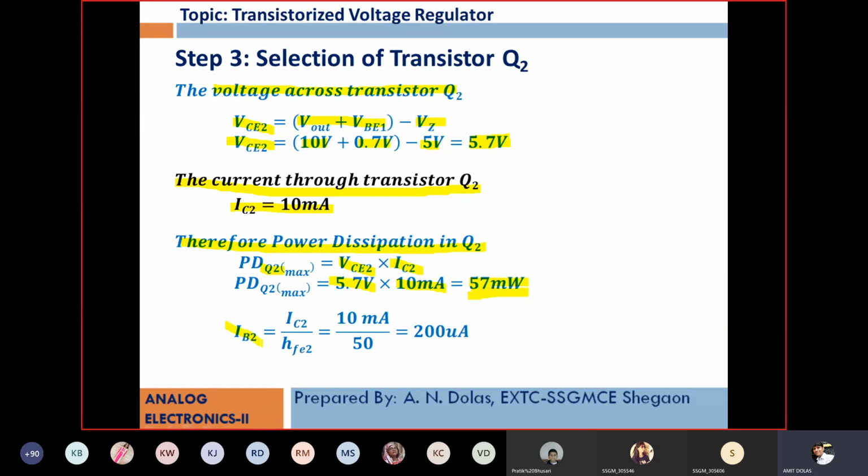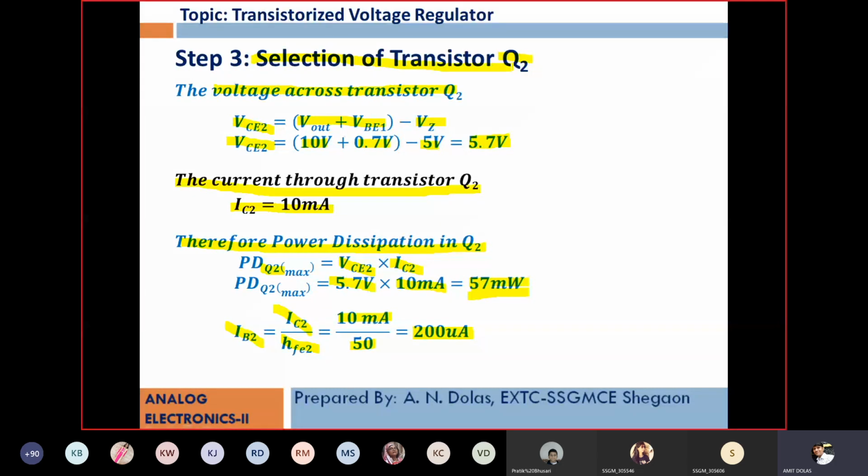And we will calculate the base current of transistor Q2. The base current of transistor Q2 will be the collector current of transistor Q2, that is IC2, divided by beta of transistor Q2, that is HFE2. So it is 10 milliampere divided by 50, which is 200 microampere, the base current. So here is step 3, which is selection of transistor Q2.